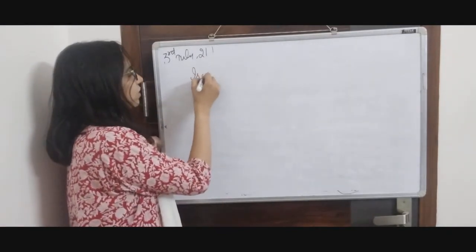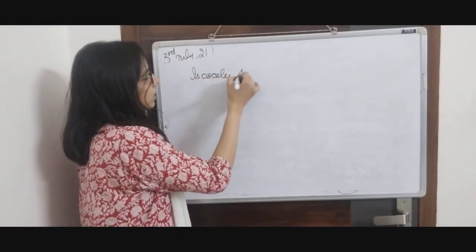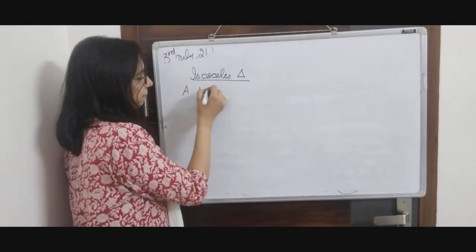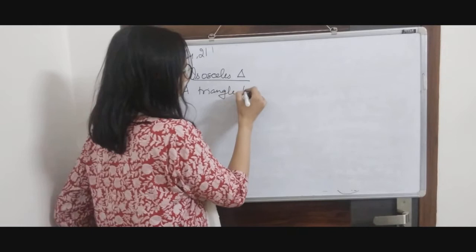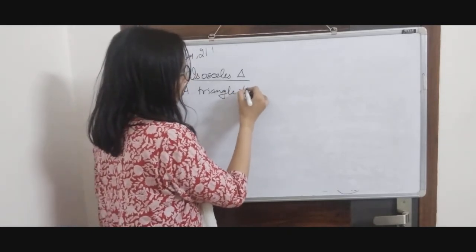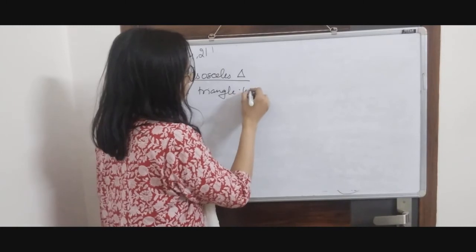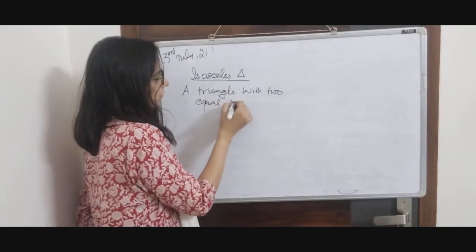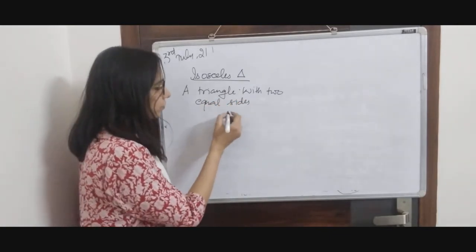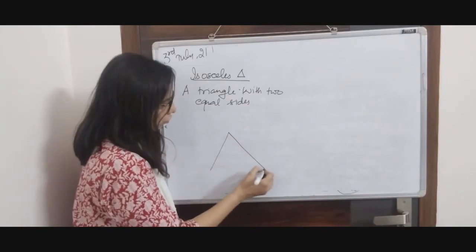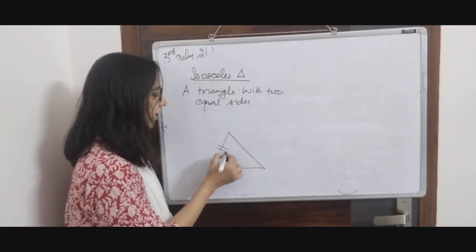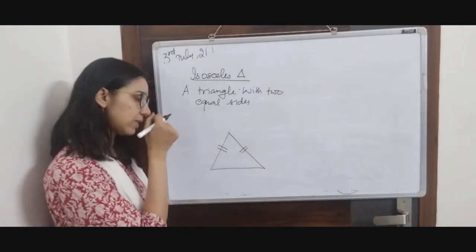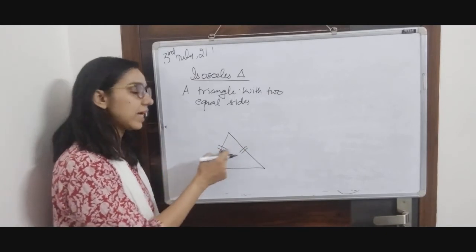So first we have the isosceles triangle. An isosceles triangle is a triangle with two equal sides. This is going to be the triangle. Suppose this side is equal to this side, so we put small tick marks on these lines to represent that these sides are equal.